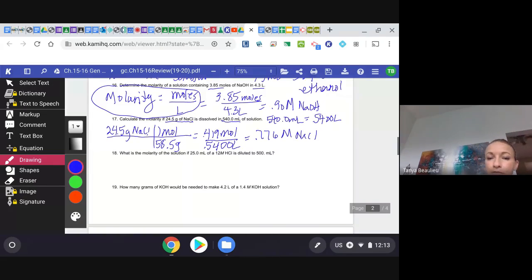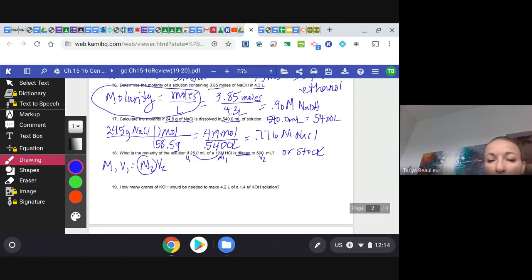Number 18. This one, you see the keyword dilute. Whenever you see dilute or stock in solution, you are going to use the equation M1V1 equals M2V2. And then you know which two sets of data go together because they're separated by the word of. So 25 mils of 12 molar hydrochloric acid. This is going to be your V1 and this is going to be your M1. Since the next number is 500 milliliters, that's a volume. So we're going to label that as V2, which means that we don't know M2.